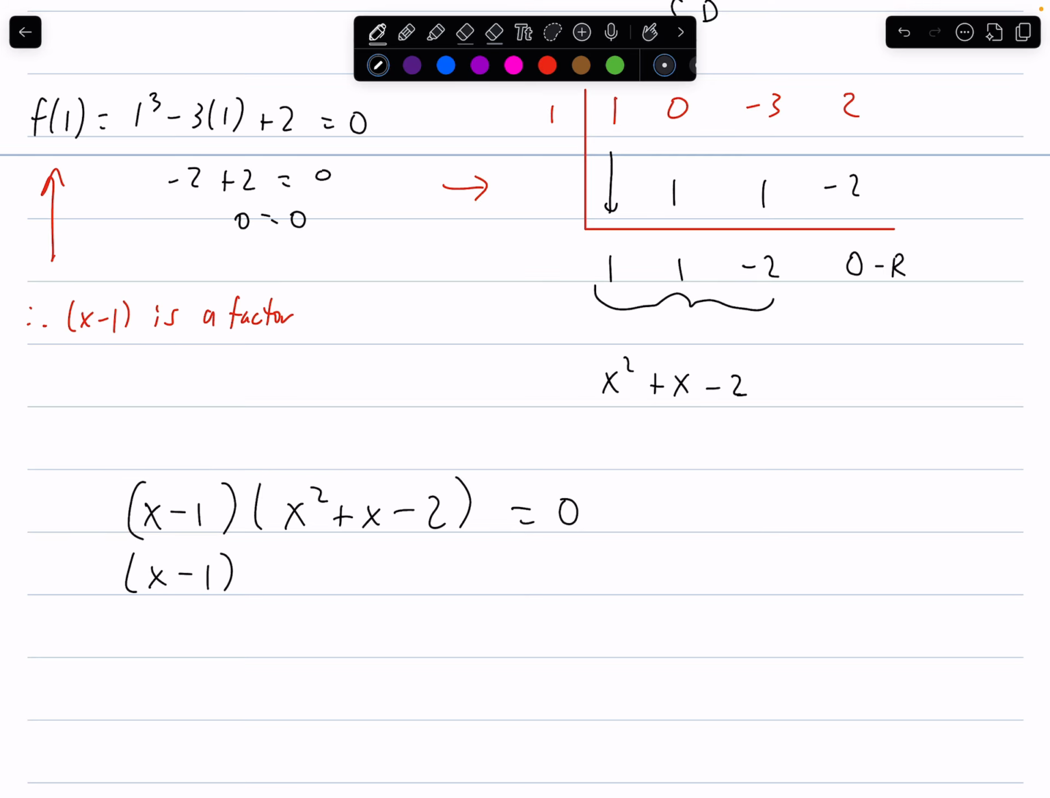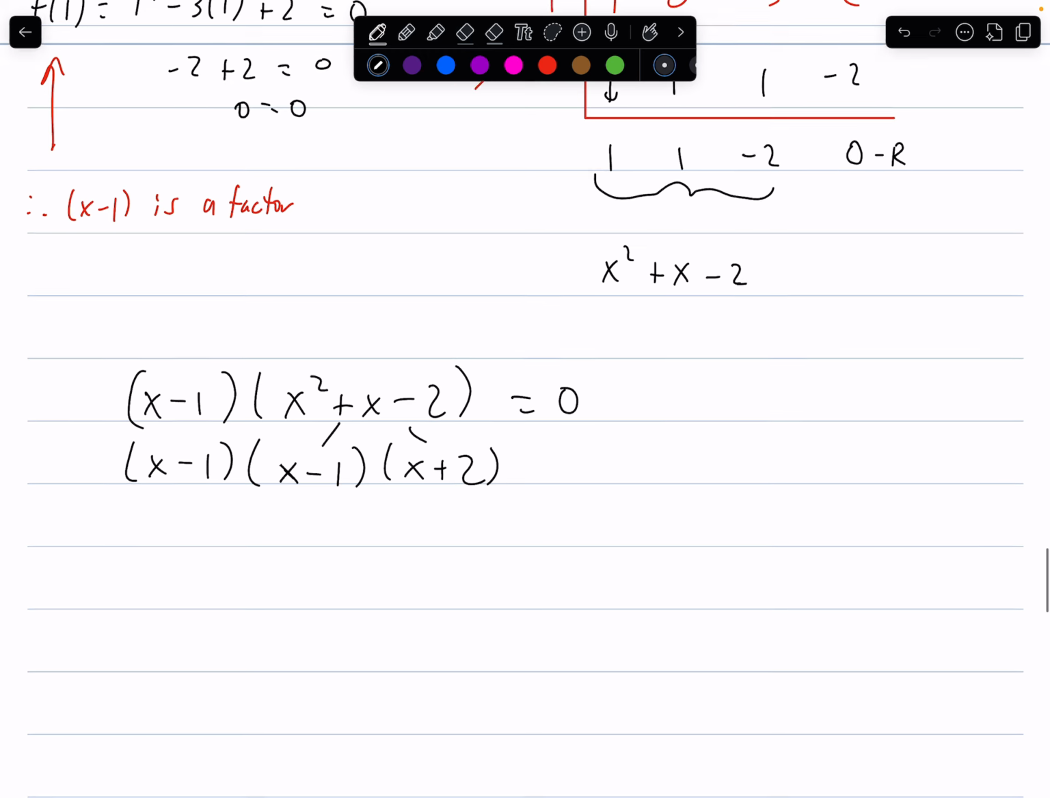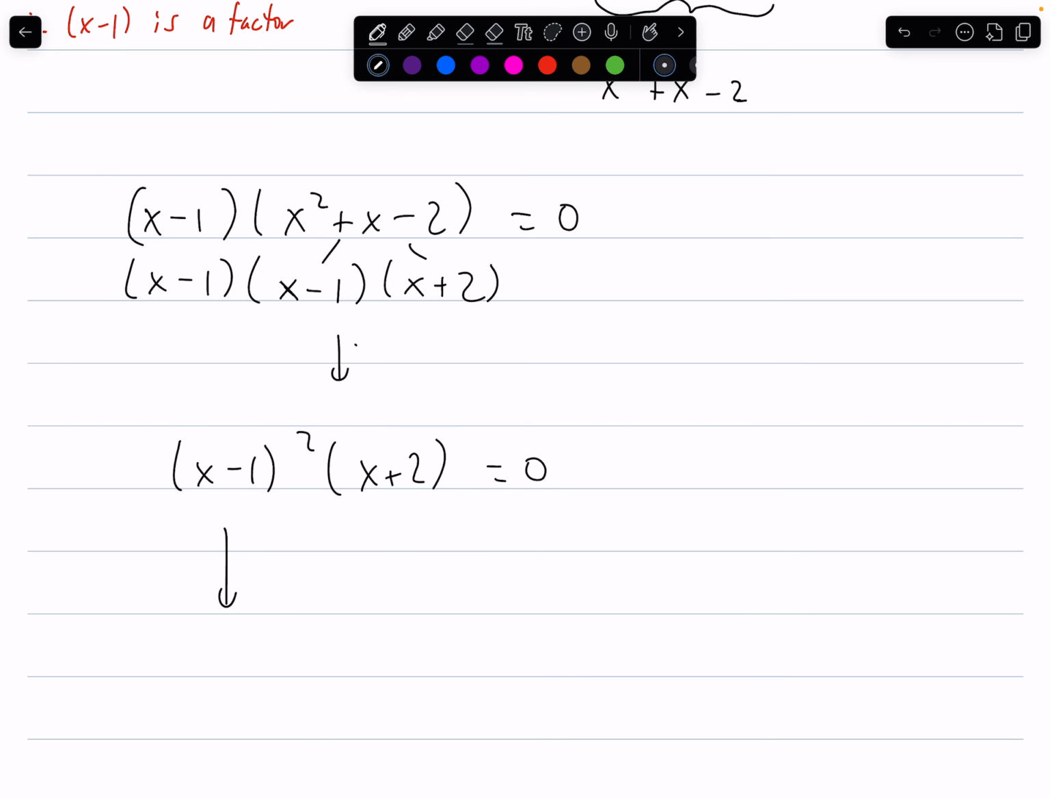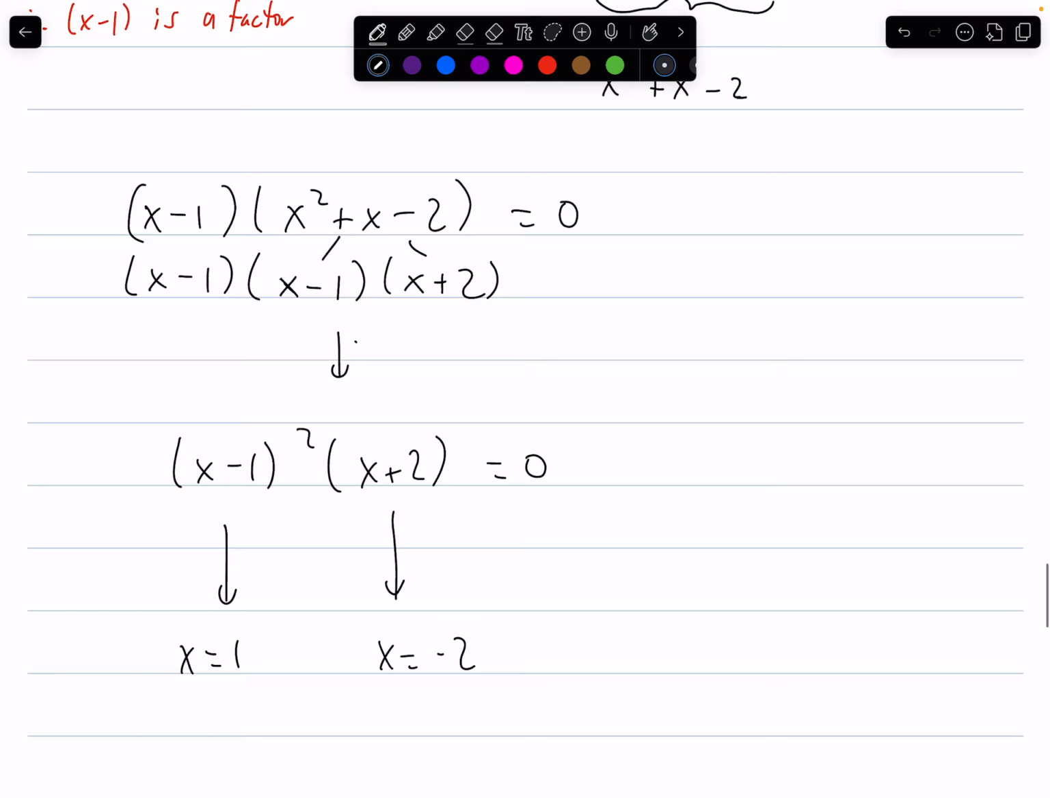So x minus 1. Here I can go x minus 1 and x plus 2, because I factored this into those two. And then I can finally rewrite the equation as x minus 1 squared times x plus 2 equals 0. So therefore, my roots are x equals 1 and x equals -2. Now look what that tells us. What does that tell us? That tells us that my roots are x equals 1 and x equals -2.